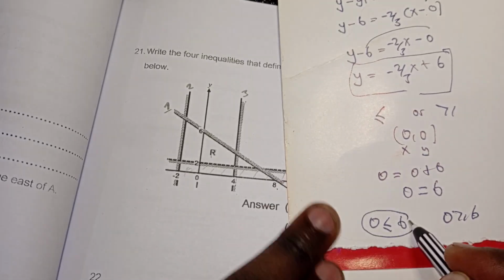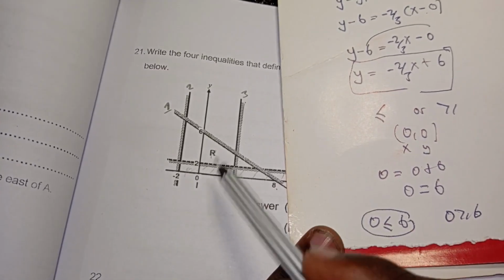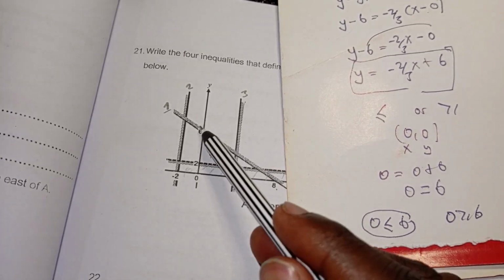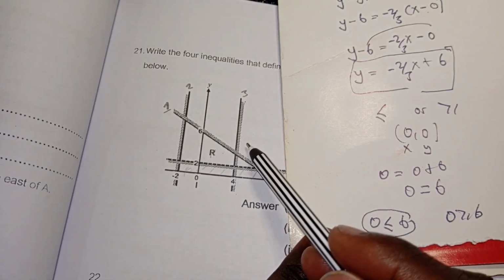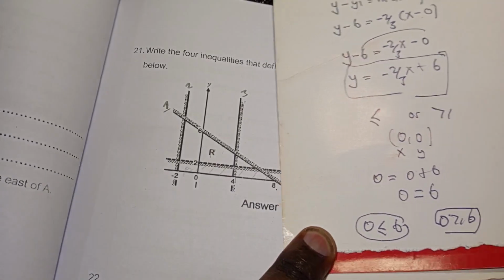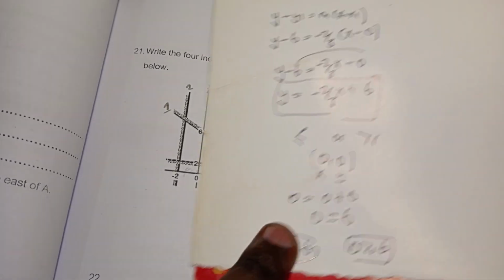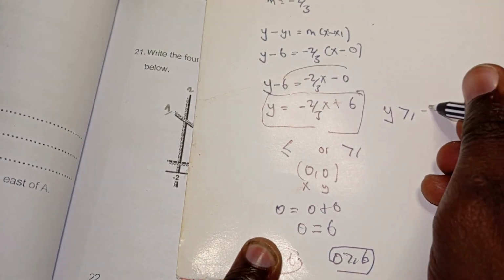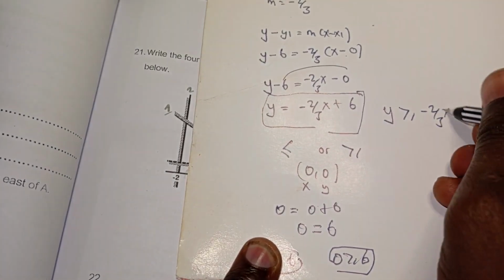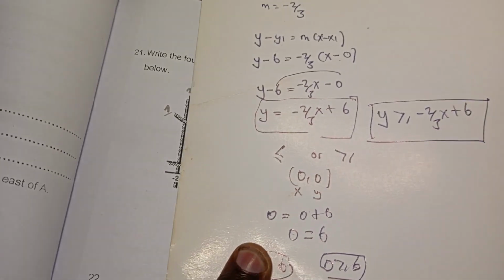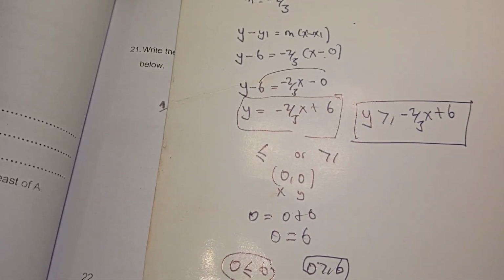Now this one means that 0 was shaded, but you notice 0 is not shaded. What is shaded is on the other side of this line. So the sign we are going to use is this one. The correct sign here is basically going to be y is greater than or equal to negative 2 over 3x plus 6. And these are the four inequalities that we are looking for.